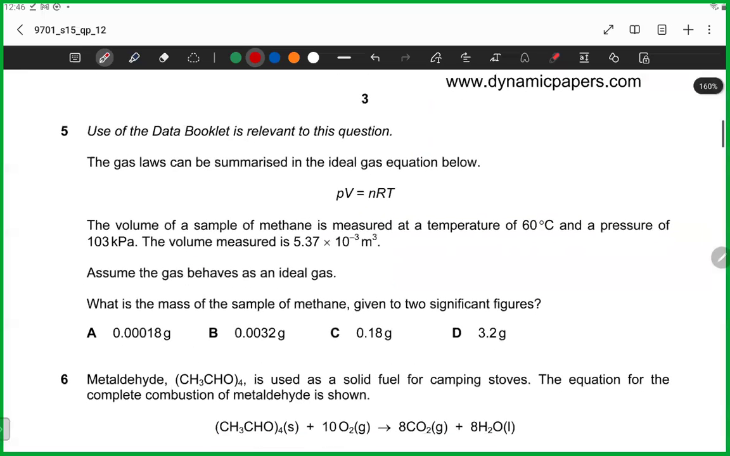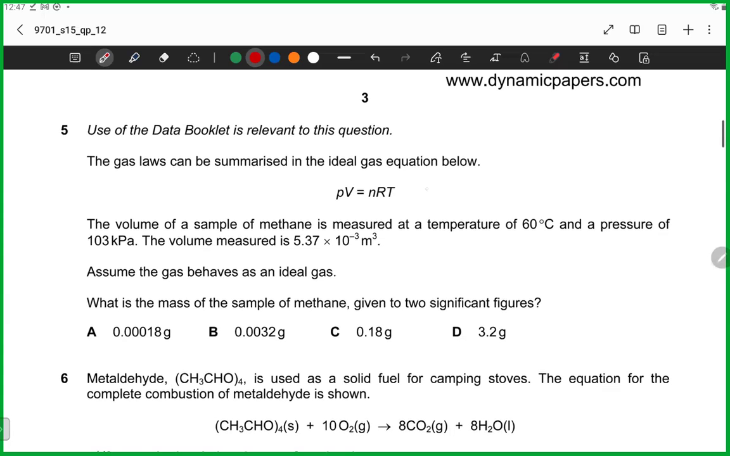And so you got PV equal nRT. So he says, what is the mass of methane given to two significant figures? Assume that the gas behaves ideally. He's given a bunch of information, so remember, you have to get the units right. The pressure has to be in pascals, so it's going to be 103. The volume is given in meter cube, which should be in meter cube.